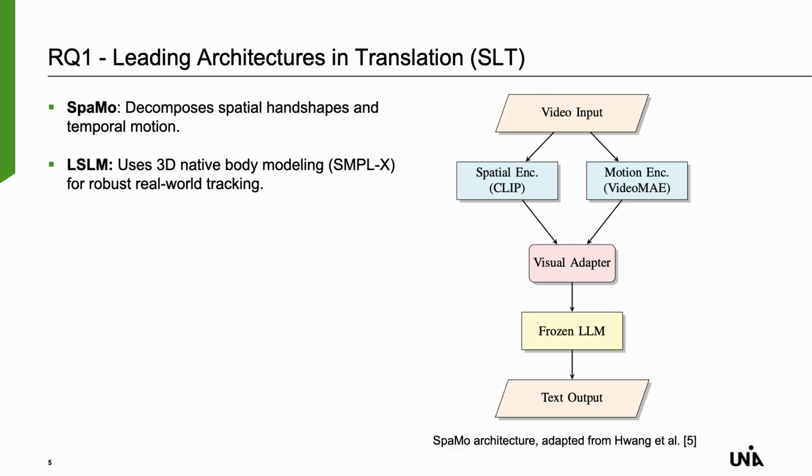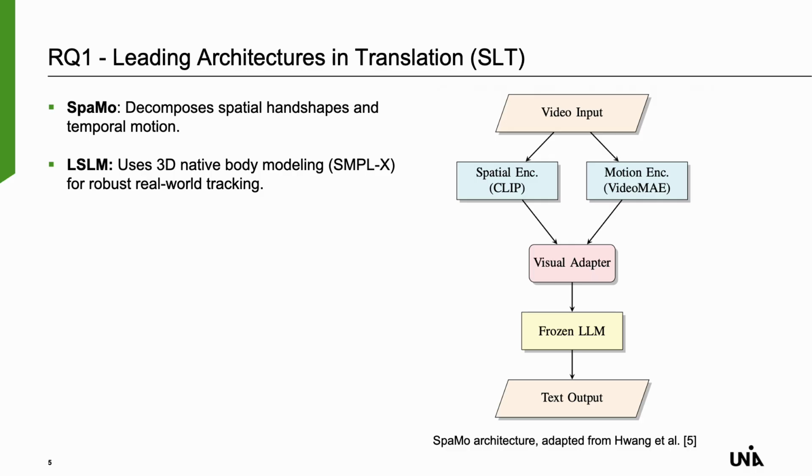If you look at the flowchart on the slide, you can see how it splits the video into two distinct streams, one for the spatial shape of the hands and one for the temporal motion. This is a massive leap forward because it perfectly mirrors the actual linguistics of how humans sign.